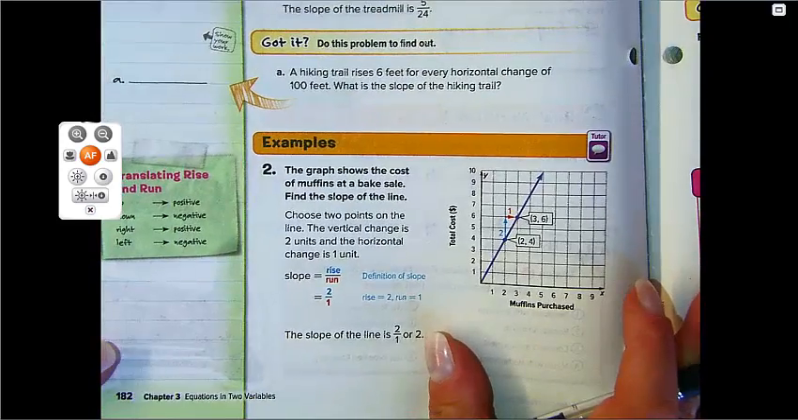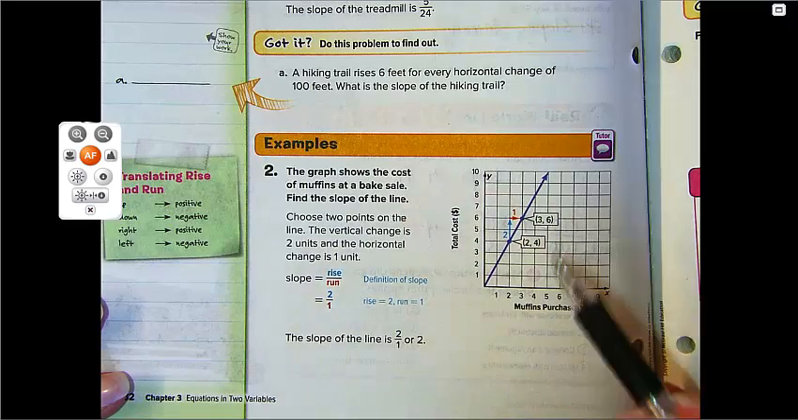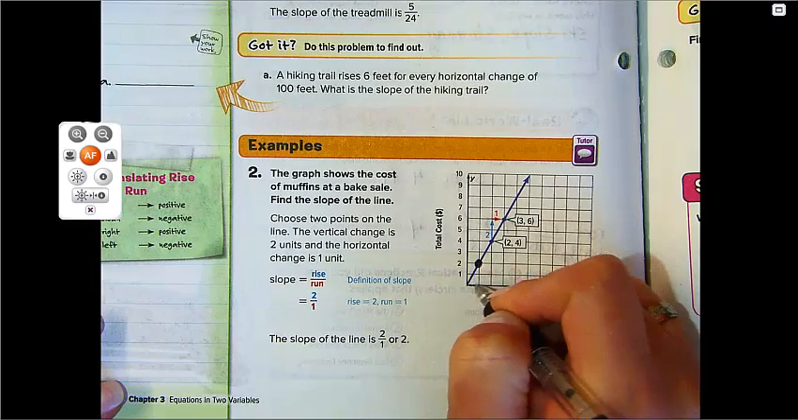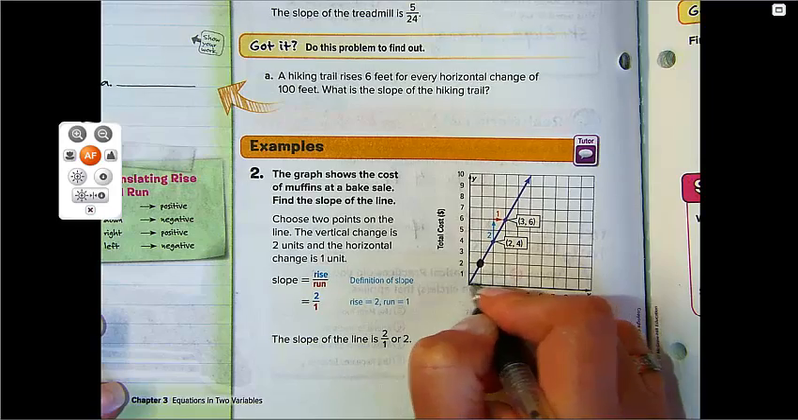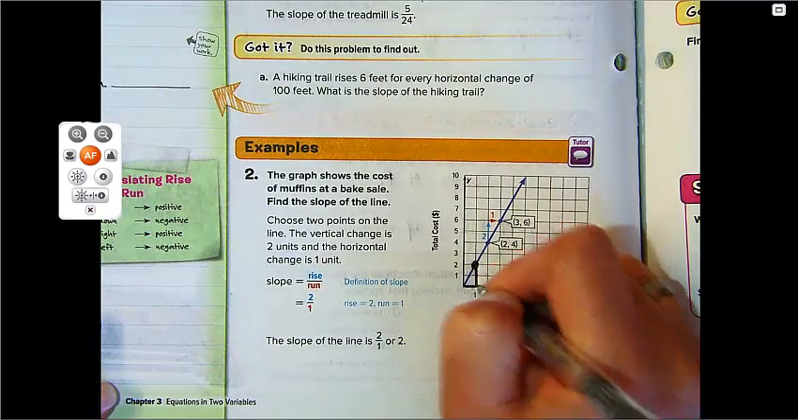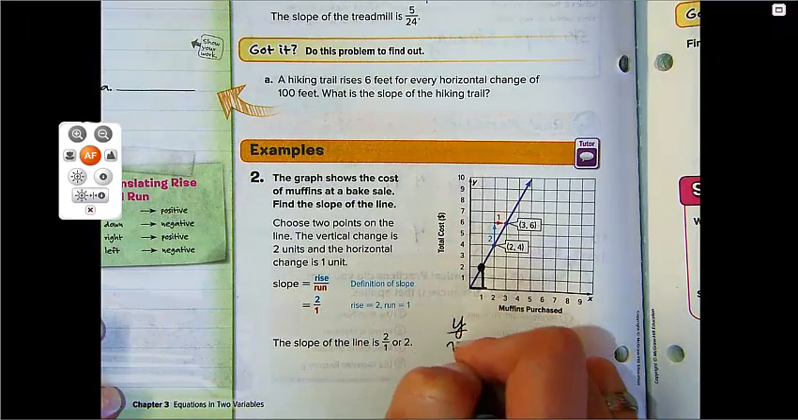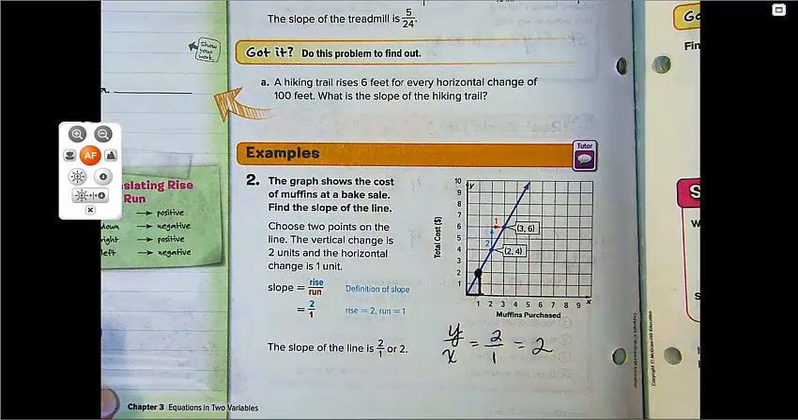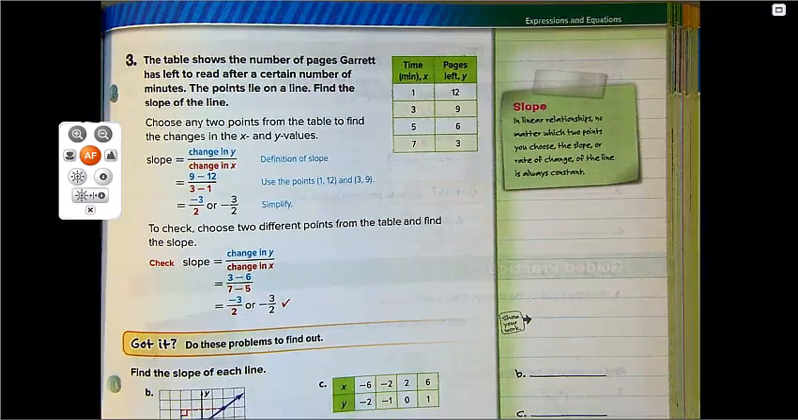Let's look at this one. Well, this tells me that the graph shows the cost of muffins at a bake sale. So if I were to graph these, if I look right here, I have a point, and this point is at 1, because remember we go left and right first, so my change in x is 1, my change in y is 2. So if I put y over x, that's going to be a change of 2 over 1. So my slope is simply a 2. Okay? I'm going through this pretty quick, but we've already talked a lot about this through constant rate of change. So now let's do this next one.